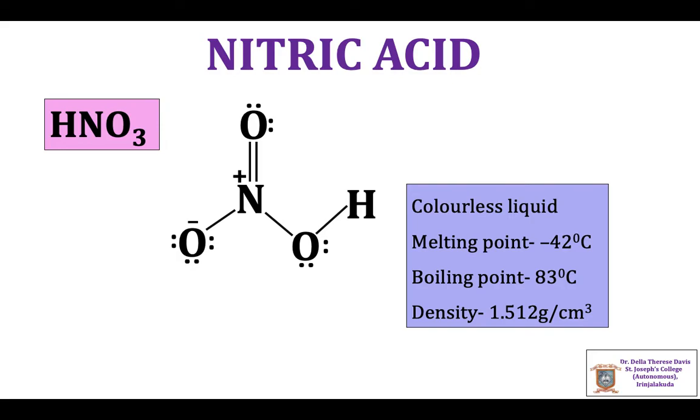Nitric acid is a colorless liquid with melting point minus 42 degrees Celsius and boiling point 83 degrees Celsius. The density of HNO3 is 1.512 gram per centimeter cube. It is a monobasic acid with one ionizable hydrogen atom.